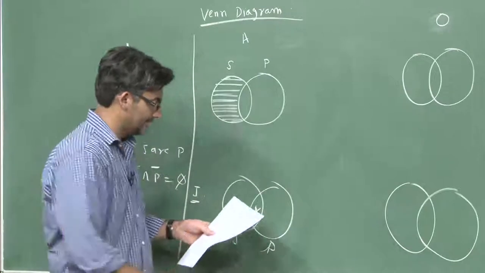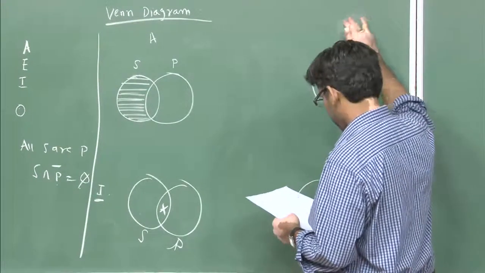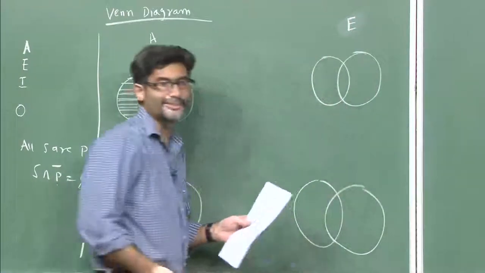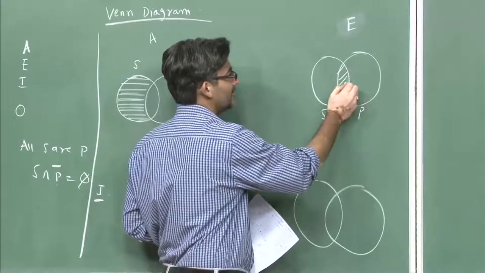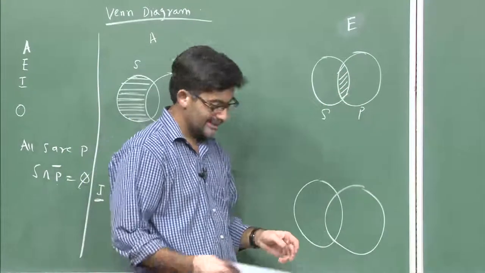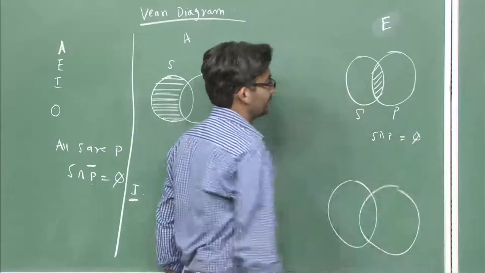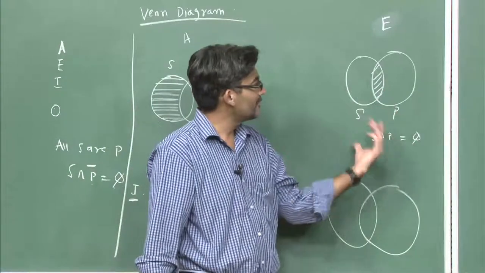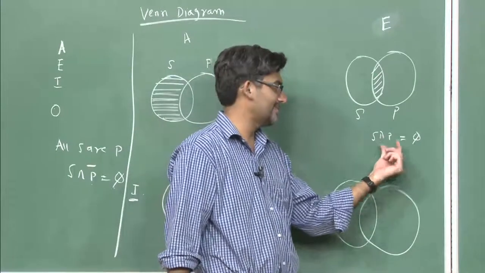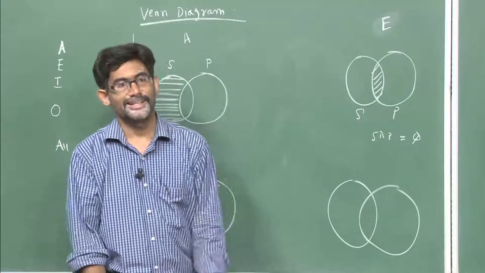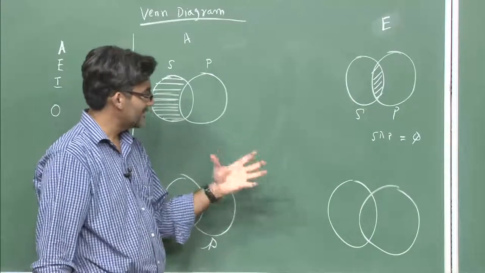Now this is called the E proposition. I'm sorry for that. So this is the E proposition, in which again it is the same thing: no S is P. If you shade this particular portion, then S intersection P is empty. If that is the case, it is called no S are P. For example, no cats are dogs, so that means if you take the intersection of cats and dogs, that should be an empty set. That means there should not be any element in that set. These sets are considered distinct collections of objects arranged in a certain way.